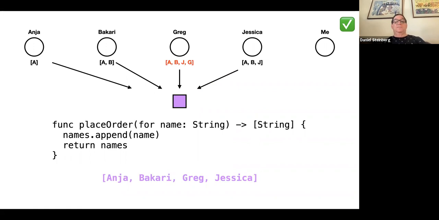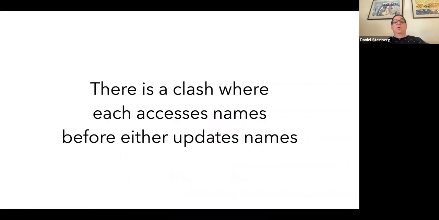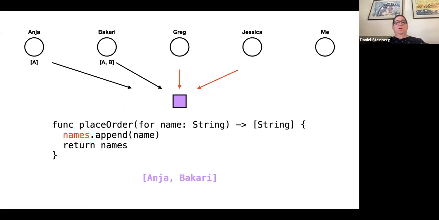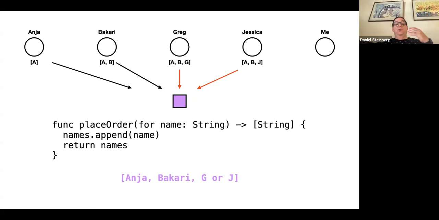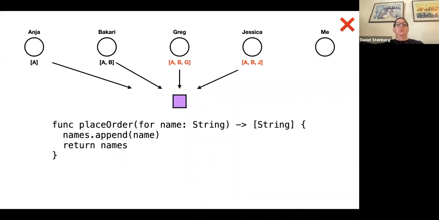So let's see where this goes wrong. There are 2 ways this goes wrong. One way is they both call the method, and inside of the method, they both get the same names, and now they both append to a names array that doesn't include each other. So Greg and Jessica call at the same time. They both look at names. Names is Anya and Bakari. So Greg appends his name to Anya, Bakari and gets back ABG. Jessica appends Jessica to Anya, Bakari. She gets back ABJ. I don't know what's going on in names. I do know that when I say who's got the most, I've got a tie, and they don't even agree.